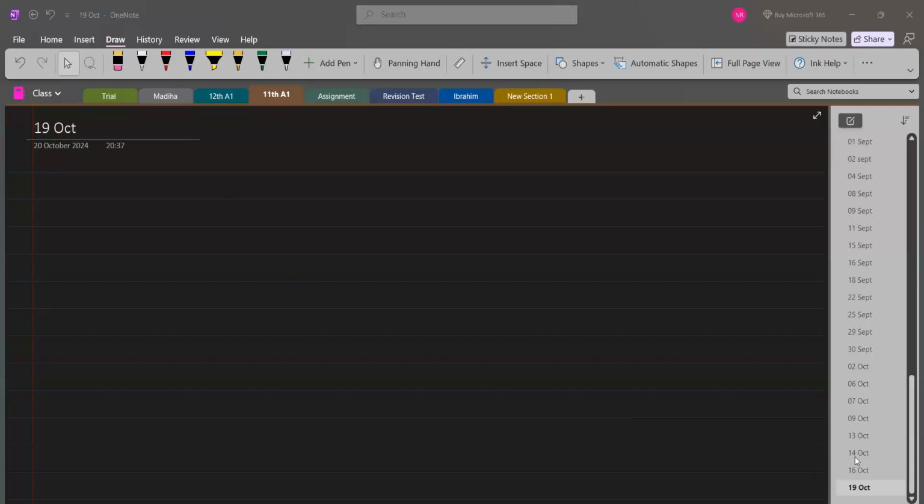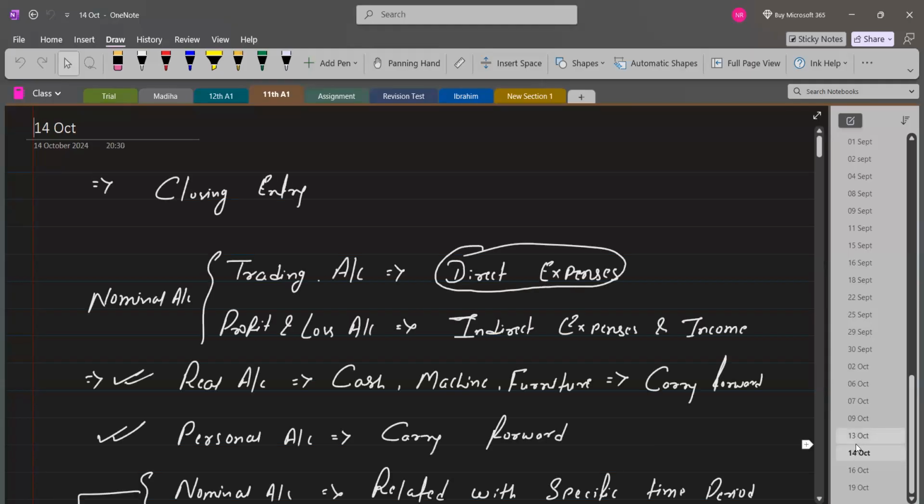Okay, so in our previous class, we were talking about rectification entries. In this batch, actually, in the extra classes that you are taking, we were discussing purchase book and sales book, and then journal and ledger.